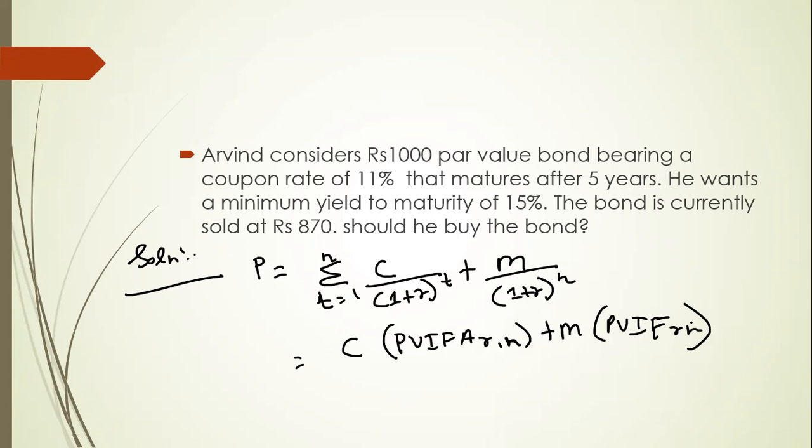Okay, so let's fill the values in the formula. The par value is 1000 and 11% is the interest, so C is equal to 110 and M is equal to 1000. R is 15%. The number of years is 5. So with the data we have, we have to calculate the present value. So let's put it in the formula.